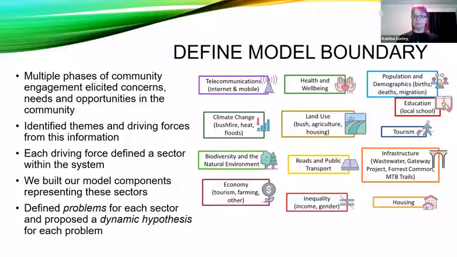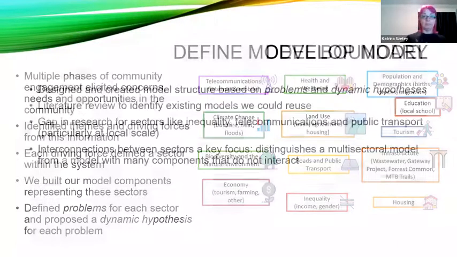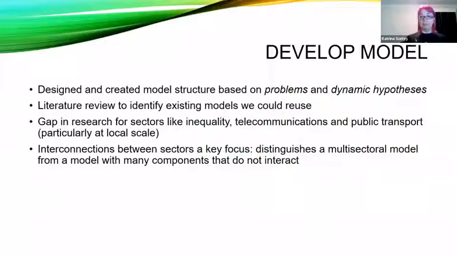For each sector, we defined problems that we learned from the community and proposed a dynamic hypothesis for each problem, where we try to understand the causes of those problems. From there, we designed the model structure based on those problems and dynamic hypotheses. To reduce development time, we reviewed the literature to find existing models describing our sectors and problems that we could reuse and incorporated them where possible. However, there was a gap in the research for sectors like inequality, telecommunications, and public transport, particularly at the local scale. So we did have to design those from scratch.